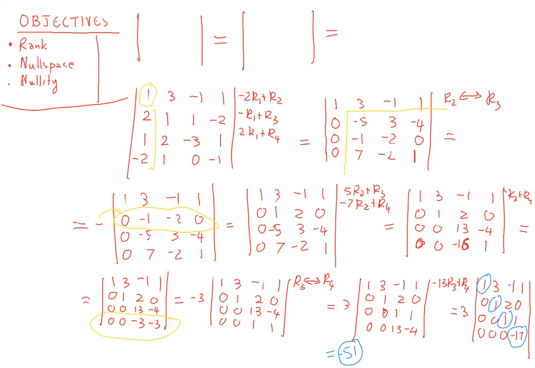Negative 51, you need to multiply the diagonal entries, and you have 1, 1, 1, and negative 17. So that gives you negative 17. And then you don't forget that you have that 3 in front of the determinant. So 3 times negative 17 is negative 51.